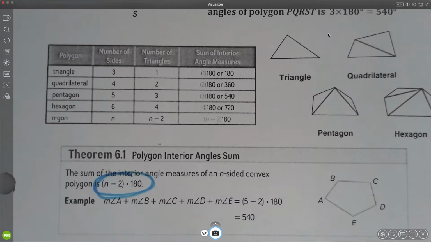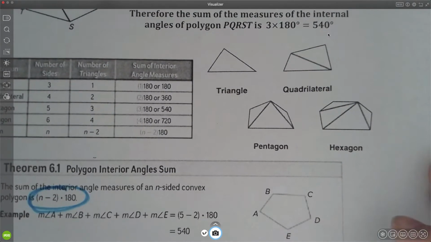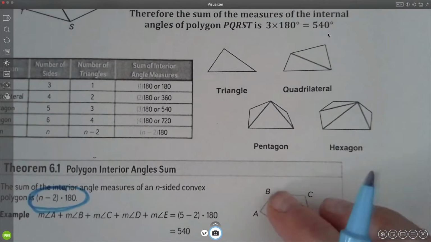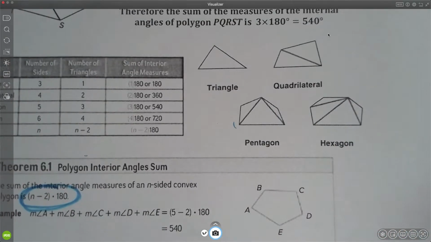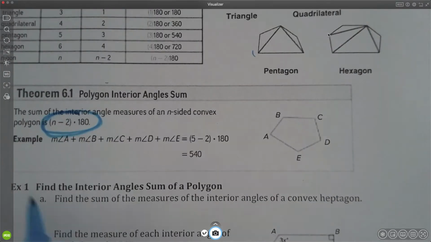So a triangle is 180. This quadrilateral is split into 2 triangles. A pentagon, which is 5-sided figure, is split into 3 triangles. This guy's split into 4 triangles. We can figure out how many degrees each one of them is by subtracting 2, right? And multiply by 180. Okay, so example 1.